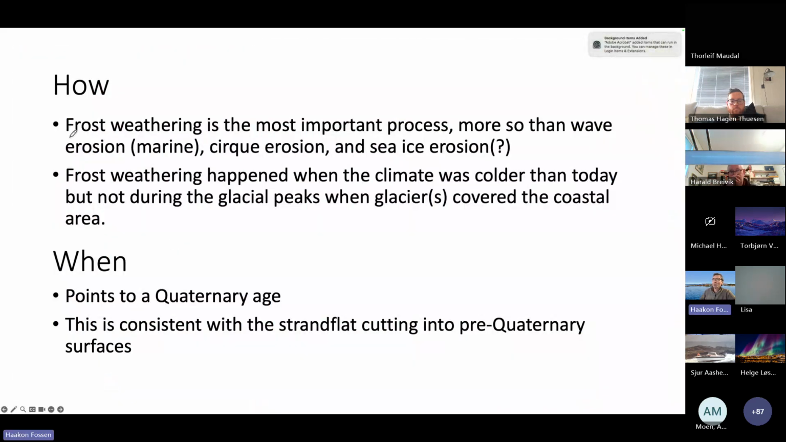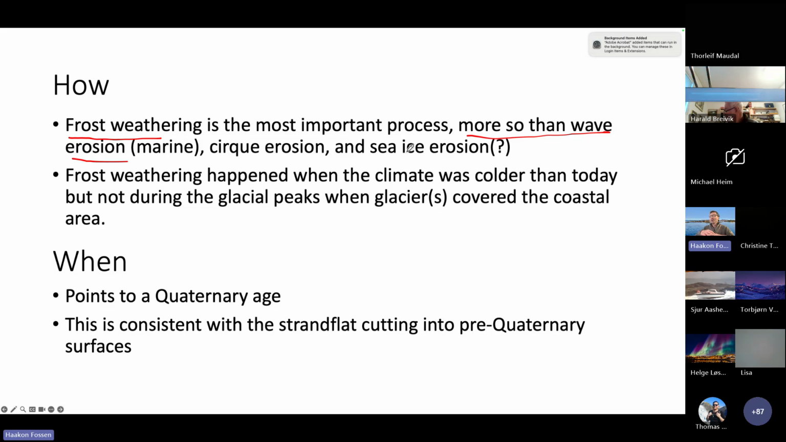What is more important is probably frost weathering, as we mentioned, maybe the most important process, and certainly more important than wave erosion. Why is it more important than wave erosion? Because we see erosion going on all sides of these remnant mountains. They are attacked from all sides, not more from the west where the waves come in, but everywhere. There's no clear favoring of the west side in terms of erosion. So it's not wave erosion that is the most important.